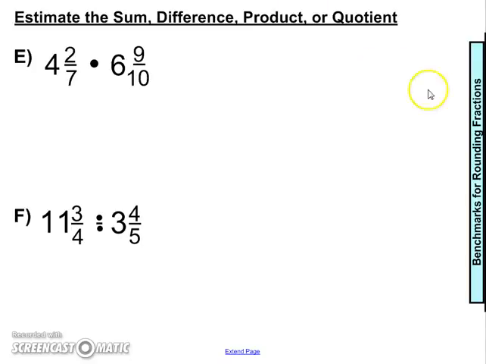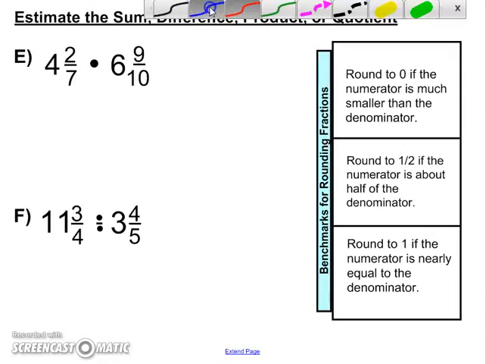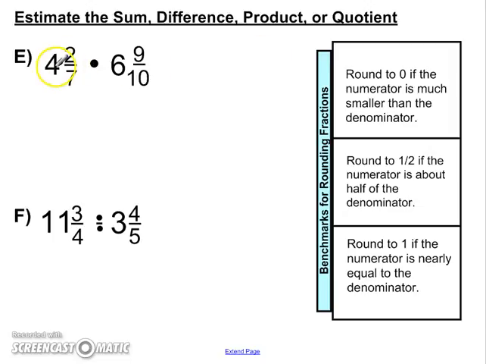Multiplication and division. Just because I have changed things doesn't mean that I'm going to change my rules for rounding. I'm going to do the same exact thing as I have been doing. So 4, well, 2 out of 7 is not much, so 0, we'll call that 0. So 4 plus 0, this is just 4.